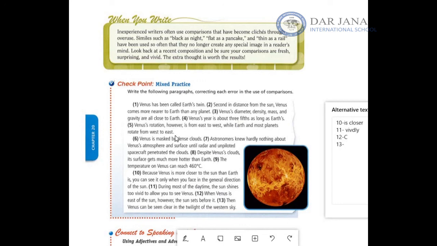13. When Venus can be seen clear in the twilight of the western sky. When Venus can be seen clear. Here the problem is in the word clear. Seen is an action verb and it needs an adverb to modify it, and clear here is an adjective. It needs an adverb. So how can it be seen? Clearly. So the problem is in the word clear and it should be clearly.